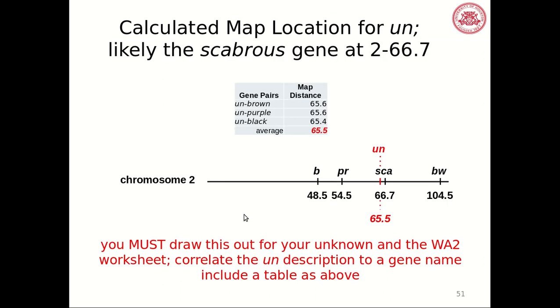Now here is our mapping again, and this is of course the interval. Once you've decided where you're at, 65.5, you need to make a little graphic like this. Now maybe not with WA1, but eventually you're going to have to. And so we believe that it's at 66.7. We had some mapping genes that told us where BW was, and SCA, and PR, and B. So we know where these are. All right, these are known. And our unknown, maybe we mapped this to each one of these.